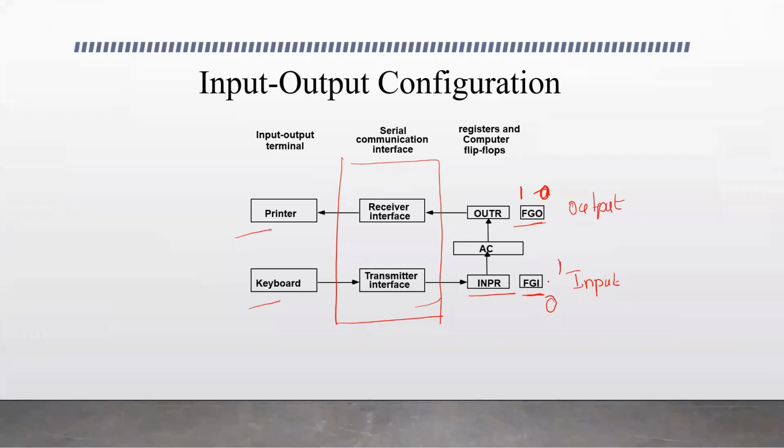When these instructions are encountered, the computer checks the flag FGI. If it is 1, then immediately the computer accepts the input from the INPR register. And it checks the flag bit FGO. If it is 1, then it transmits the output from AC to OUTR. Here the disadvantage is the computer has to keep checking the flag bits, and it wastes time.